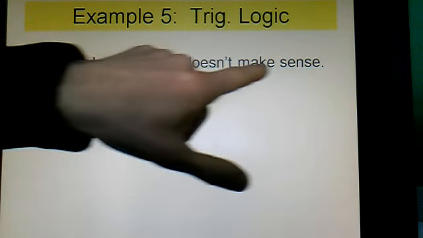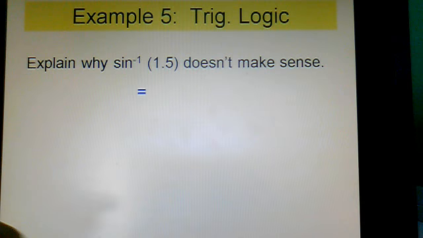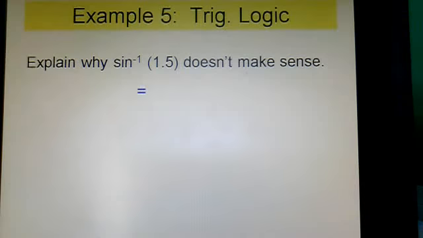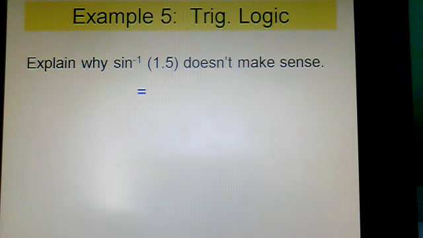And then talk about why it doesn't make sense. Not why your calculator doesn't do anything for you. Why does the calculator not give you a value that makes sense? Why can't you look up that number in the table? What does sine mean, and what does this 1.5 mean, and why does it not make any sense? Come back in part 4 to kind of show you that.